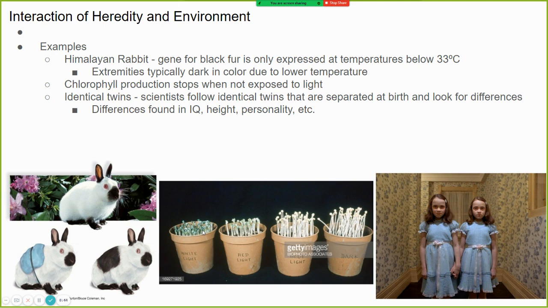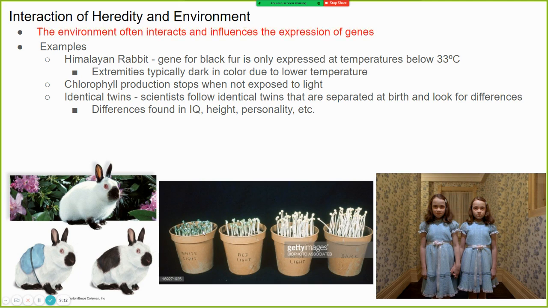Any idea what's happening with this bunny? Maybe its eyes are red. They are. I'll explain it in a minute, but I'm just curious. Some of them are different colors. Some of them have spots on the back, and the other one doesn't. This is the same rabbit in all three pictures. I'll tell you about it in a second.